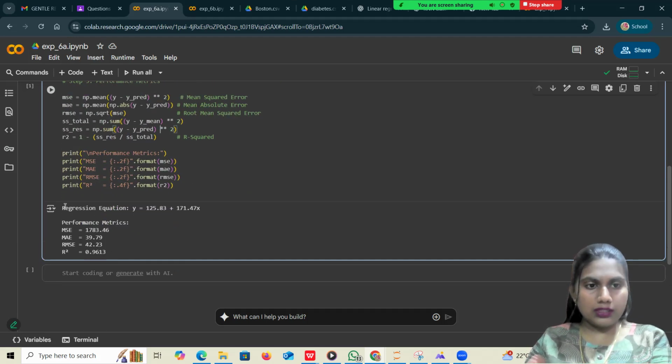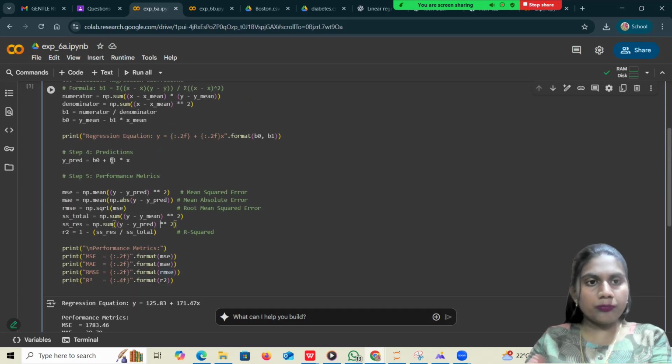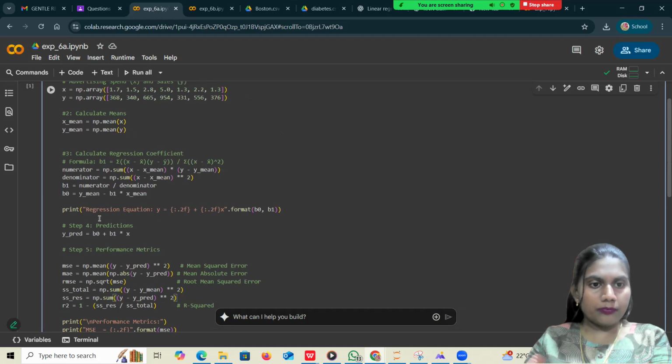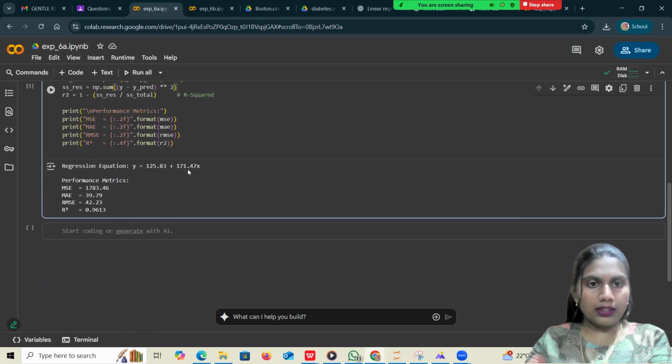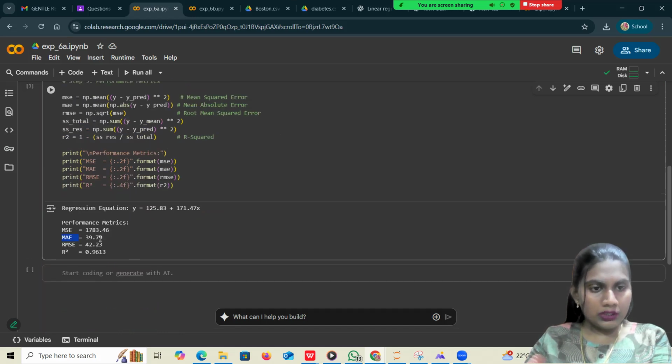Our output is going to be, first we have found the regression equation, y is equal to b0 plus b1 x. So this is our regression equation. And for performance metrics, this is our mean squared error, this is our mean absolute error, this is our root mean squared error, and this is our R squared.